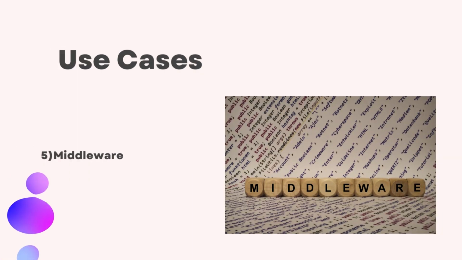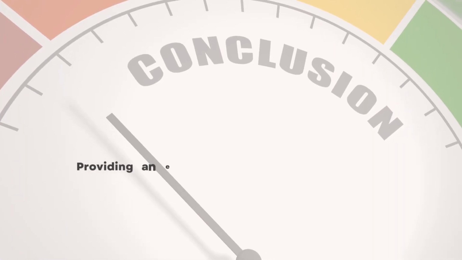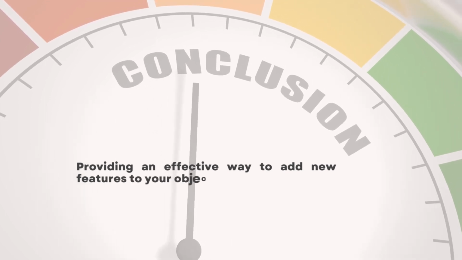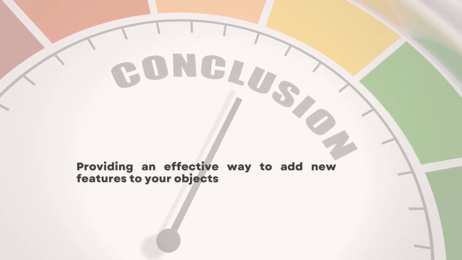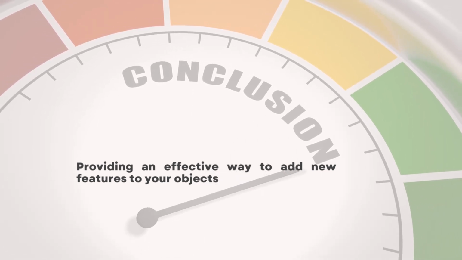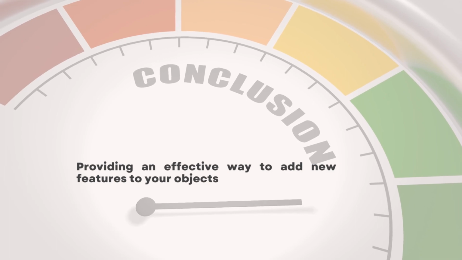Fifth, middleware. In web development, middleware functions, for example in JavaScript's Express.js, can be seen as decorators that modify HTTP requests or responses. And that wraps up our understanding of the decorator pattern. It is much like a beautifully decorated tree. It's a powerful tool in your design pattern arsenal, providing an effective way to add new features to your objects.